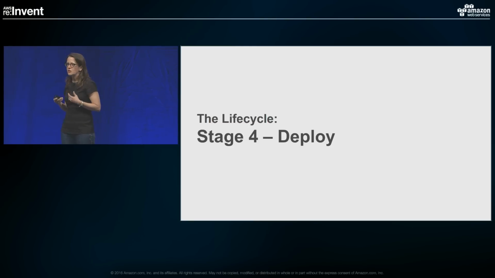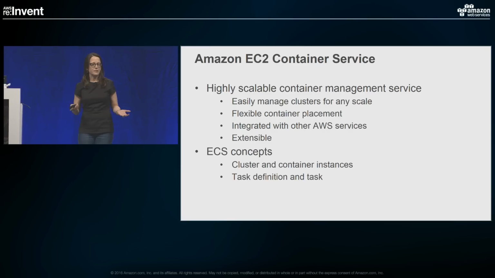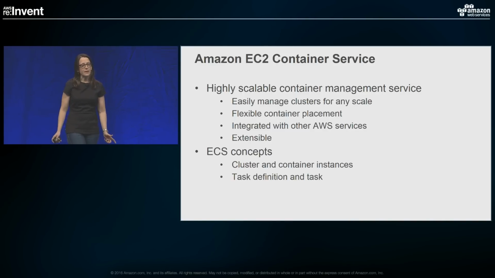So finally, we're going to go and deploy with containers. First and foremost, you can do that using our EC2 Container Service, which is a highly scalable container management service. It's very easy to manage clusters at scale with ECS. It allows for flexible container placement, and we talked about some new features added to that this morning. And it's integrated with other AWS services. And then the API layer is available for you to make it extensible.